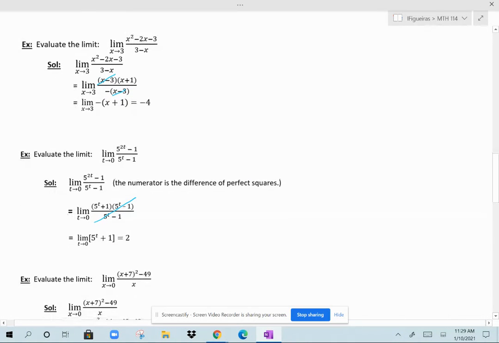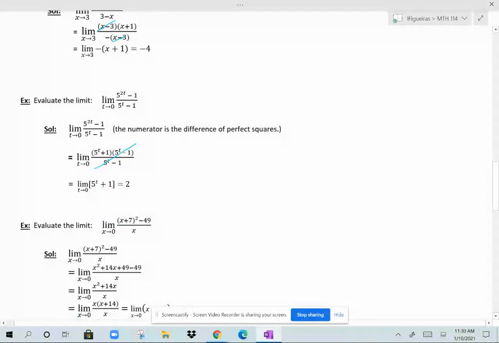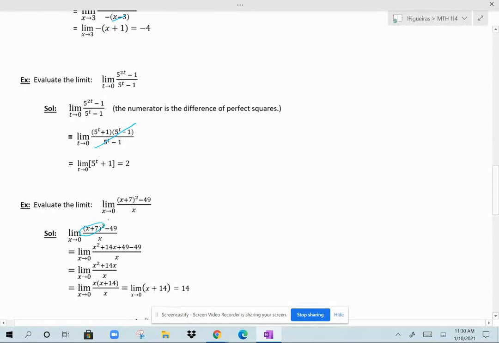So in this next example, I'm going to take a different approach. I'm actually going to simplify this by expanding the numerator and then seeing if there's anything I could cancel. Again, I can't just apply direct substitution because if I plugged in a 0 there, I would be dividing by 0. So always check to see if direct substitution works immediately. When it doesn't, then look for ways to simplify the expression. So that's what I did. I expanded the x plus 7, and that gave me x squared plus 14x plus 49. Then the minus 49 gets brought down.